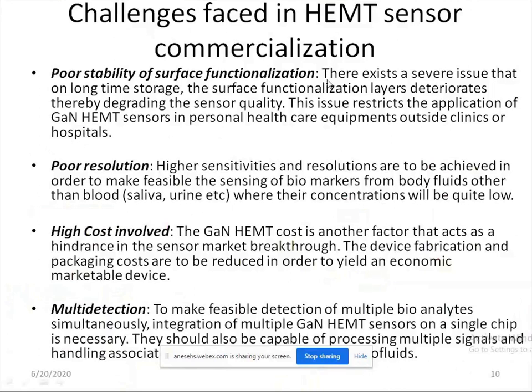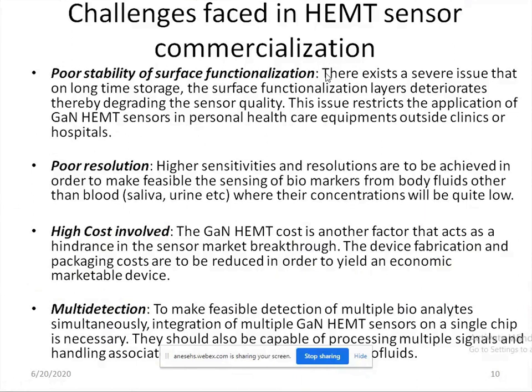So these are a few challenges that limit HEMT sensor commercialization. The first one is the poor stability of surface functionalization. As I have said, HEMT is a very stable device, with high chemical and thermal stability. But when we develop a sensor, we have to functionalize the surface of the sensor depending upon the sensing that is to be performed.